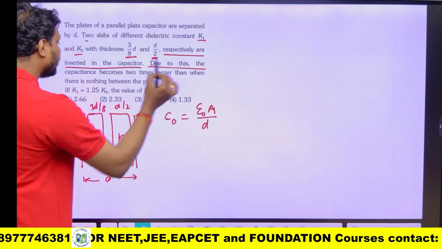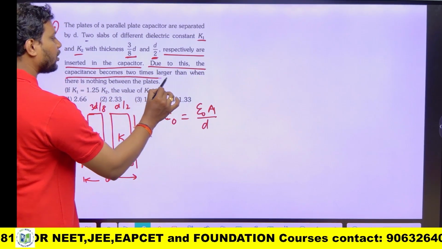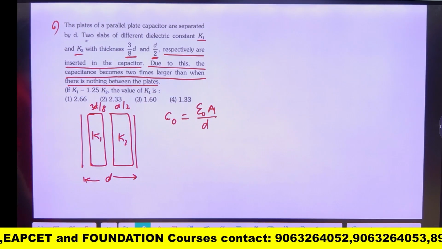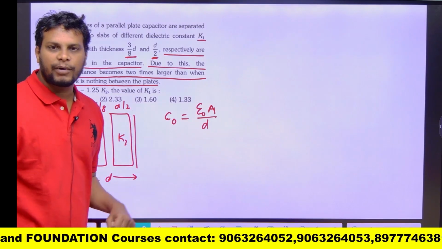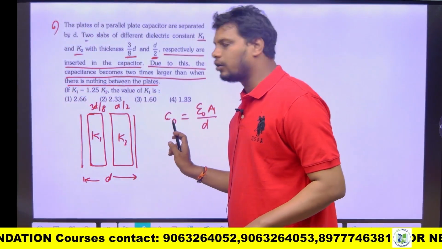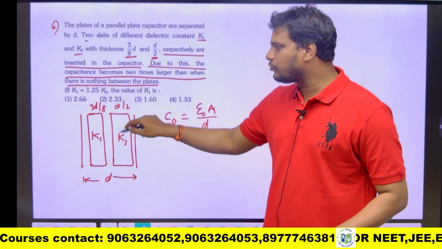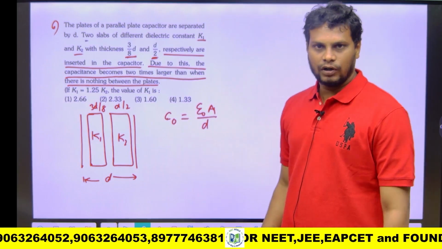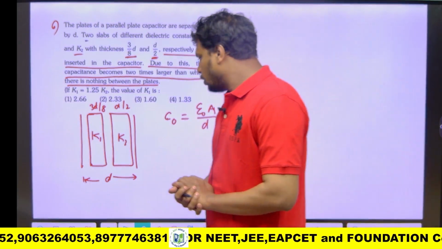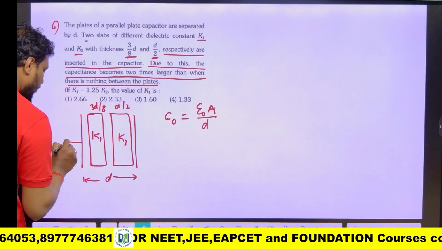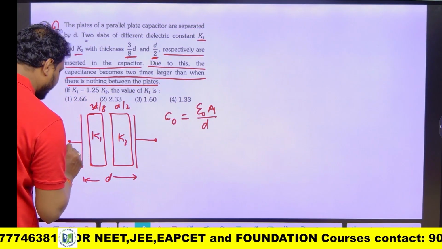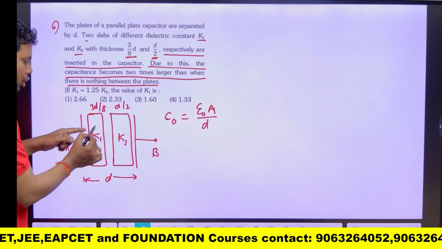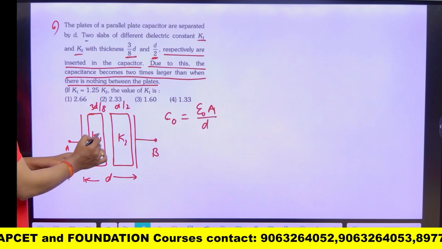Now, due to this, the effective capacitance becomes 2 times larger than when there is nothing between the plates. That means if the capacitance of the capacitor in air is C0, then after introducing these two dielectric slabs the new capacitance becomes 2C0. If I take one terminal as A and the other as B, this looks like two capacitors with dielectrics connected in series.